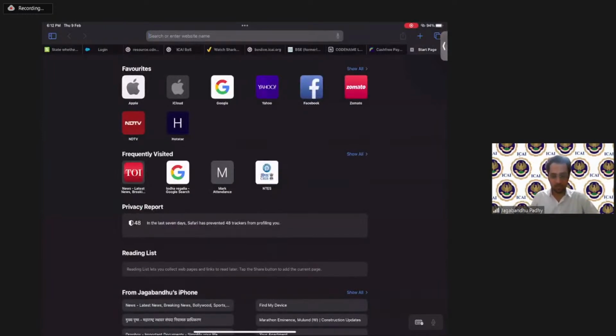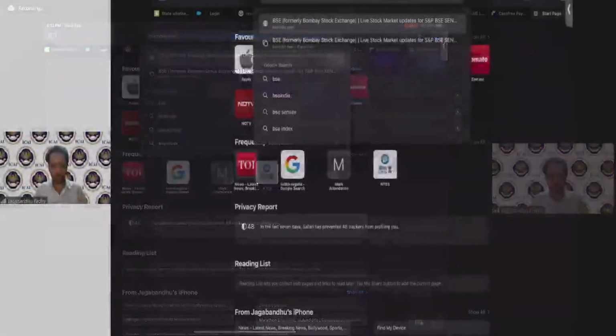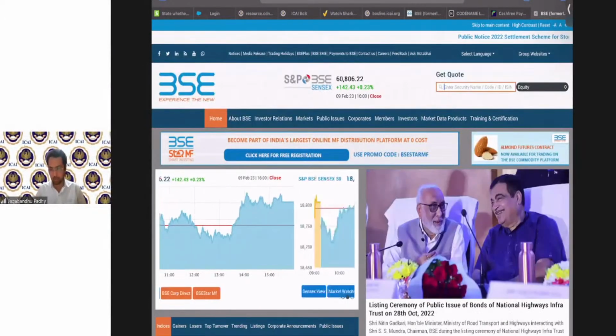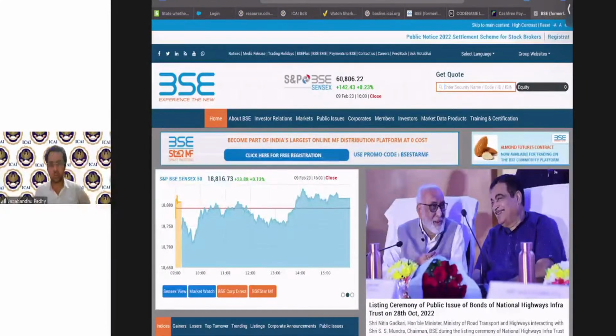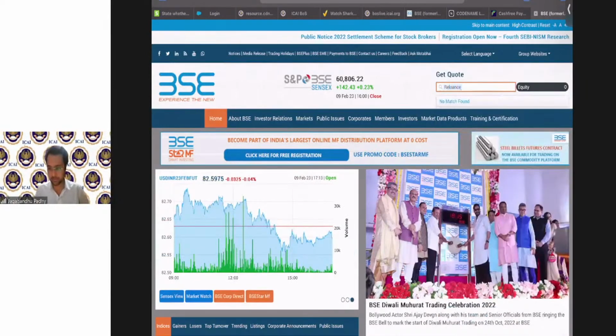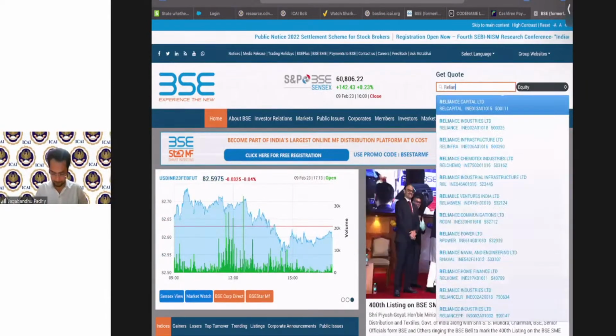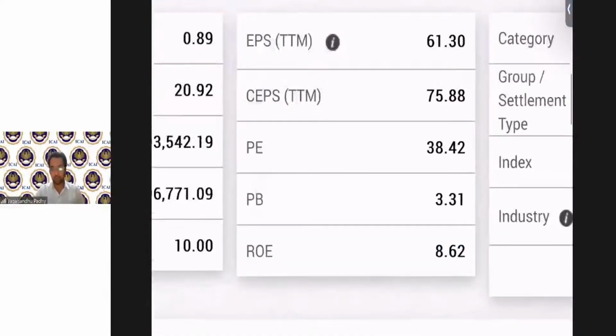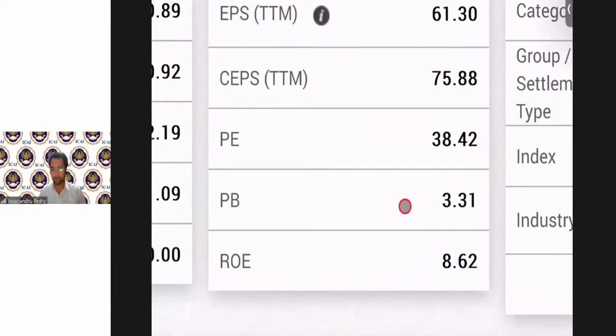Okay. You can see this. I'm going to the BSE website. On that, I'm showing you the price to book value ratio of a typical company. Let's say I'm talking of Reliance Industries. Okay, you can see this number over here, PB, price to book value, or the market value to book value ratio that we were talking of. You can see that it has a value of 3.32.